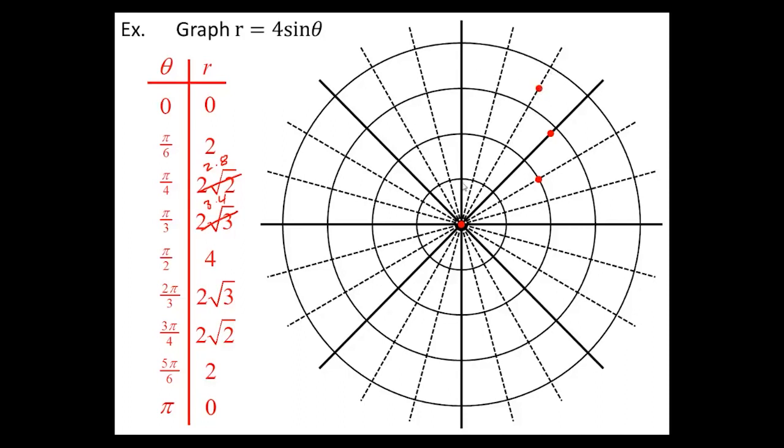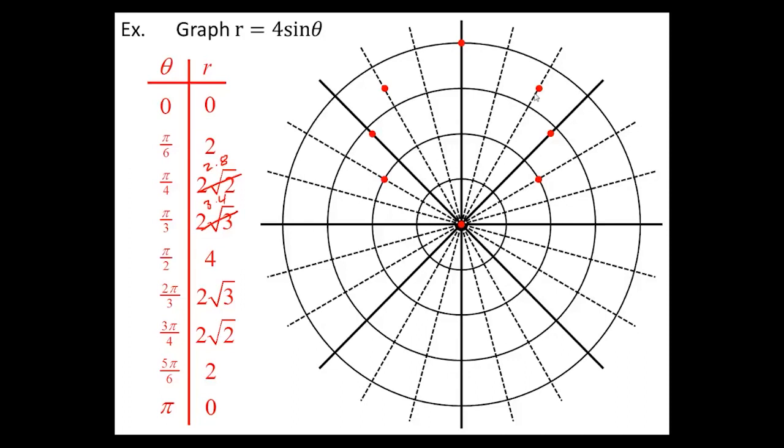Then when I get to pi over 2, I'm going to go ahead and plot my point all the way up at 4. Now I'll go ahead and decrease. Here's 2 pi over 3. We're going to go ahead and plot it at 2 root 3, which was the same height as I had over here, so it's got to match. At 3 pi over 4, I'll go ahead and plot it at 2 root 2. At 5 pi over 6, which is right here, I'll go ahead and plot it at 2. And then when I get to pi, I'll go right back to 0, which is going to be right here.